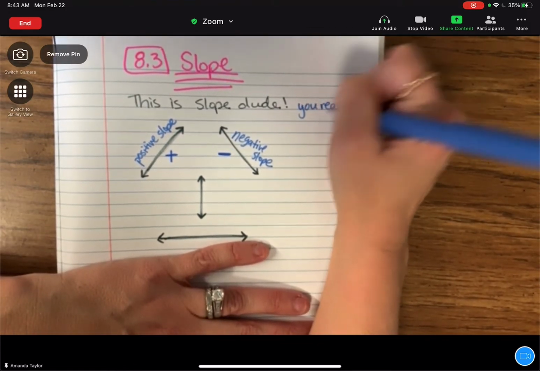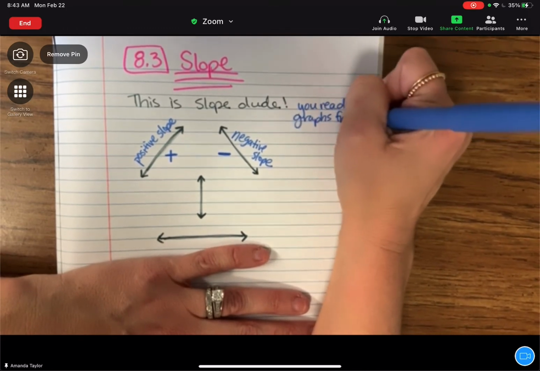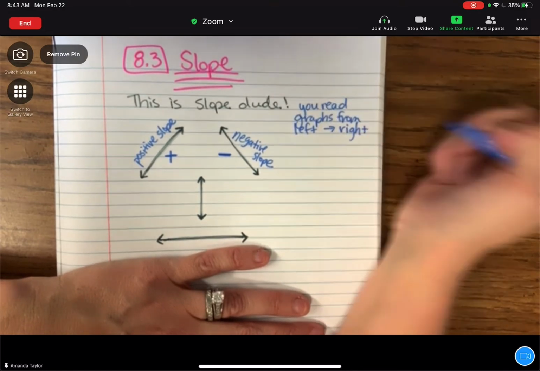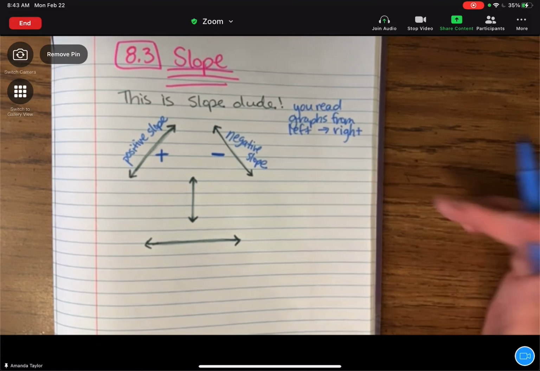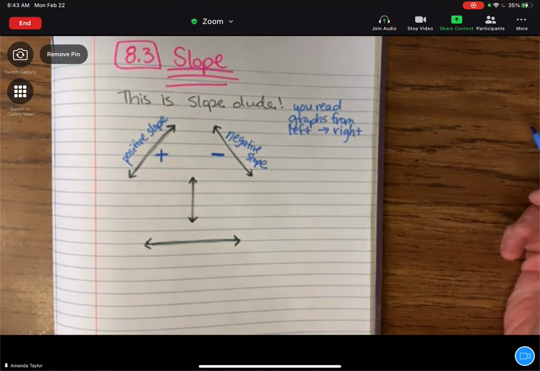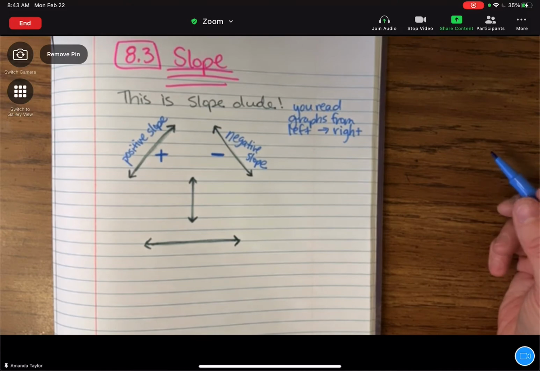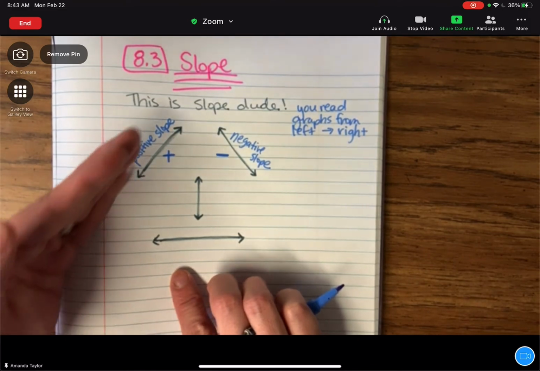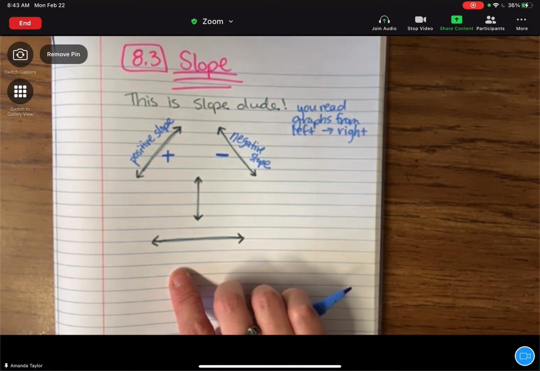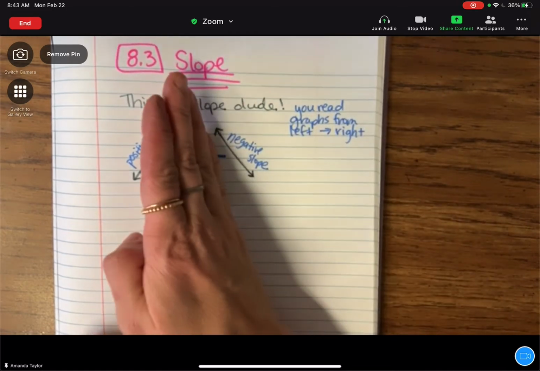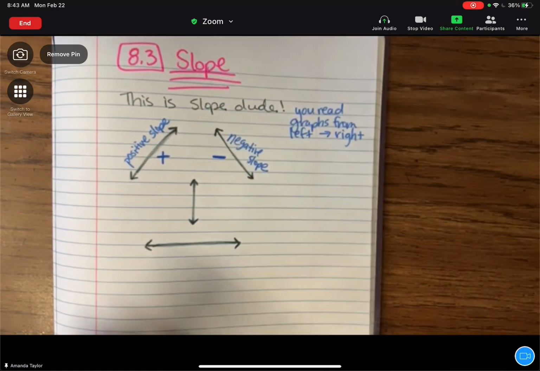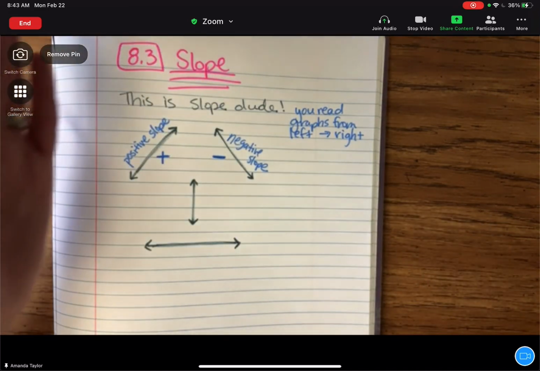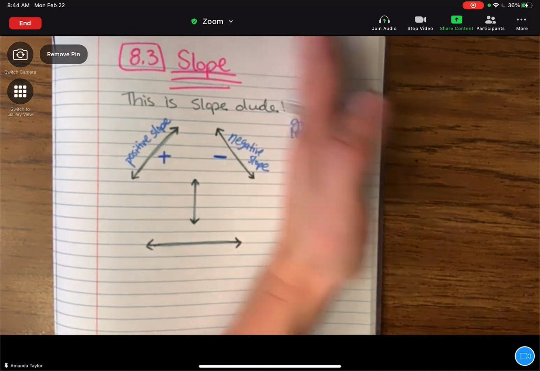You read graphs from left to right, just like you read words from left to right, unless you're in other countries. So for this positive slope, as you're reading from left to right, that line is going up, it's increasing. It has a positive slope. The negative slope, as you go from left to right, that line is going down, it's decreasing. Even though the arrows point in both directions, you read it from left to right. So increasing is positive slope, decreasing is negative slope.